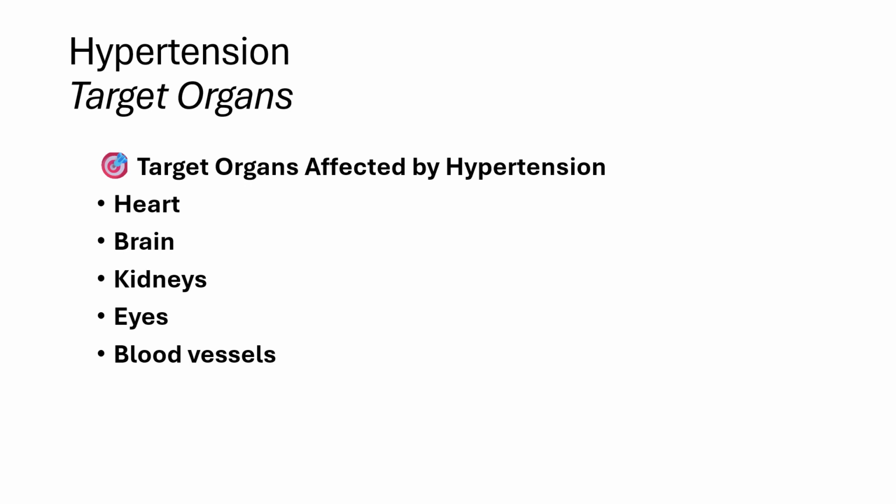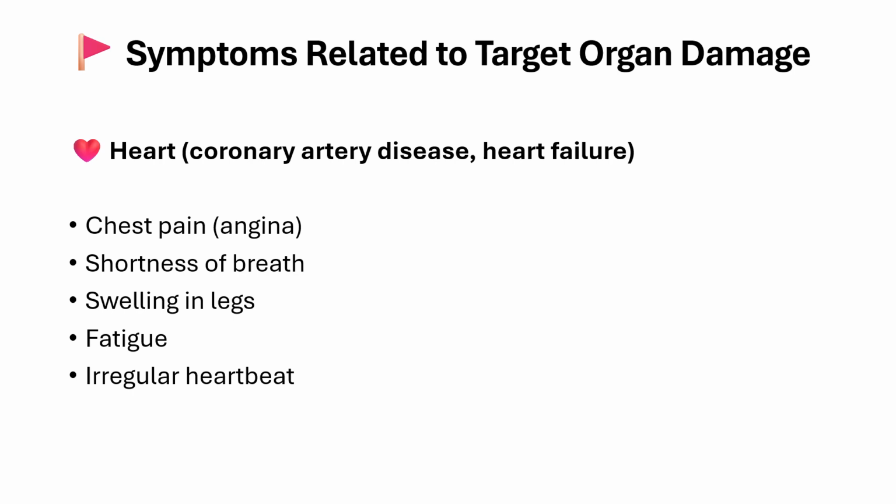So when we talk about hypertension, we also talk about target organs that are affected by hypertension, and they're all listed here. So symptoms related to target organ damage of the heart from CAD or heart failure, these are their symptoms. They may present with chest pain, which is angina, shortness of breath, swelling in the legs, fatigue, which is very common, and having an irregular heartbeat, such as atrial fibrillation.